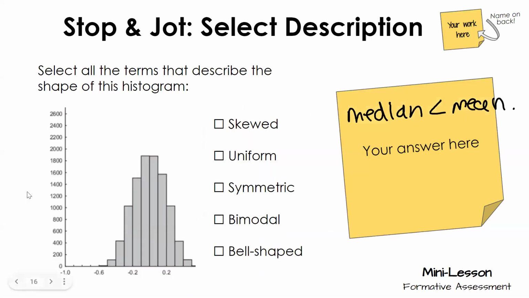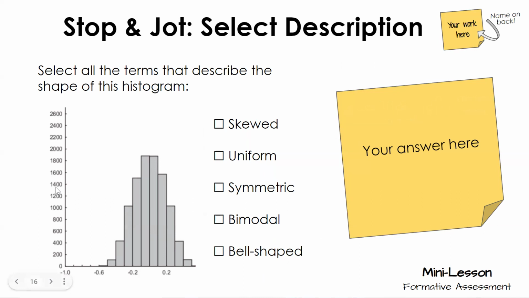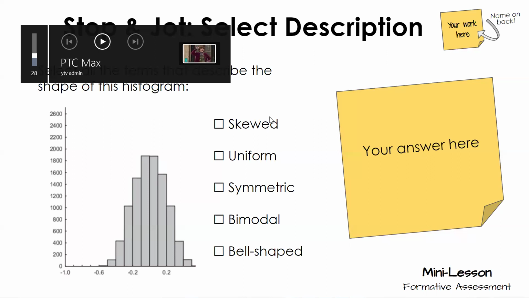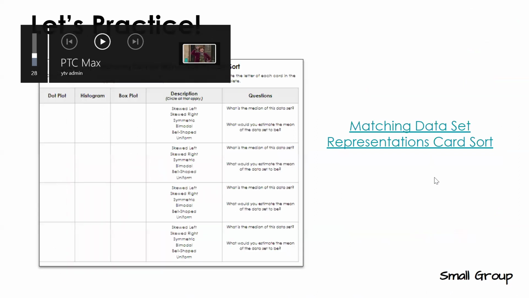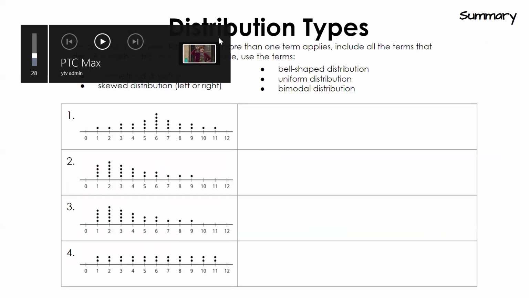Okay. All right, so take a moment, select all the terms that describe the shape of this histogram. Take a moment, try that. All right, so what did you come up with for this? What describes the shape? Symmetric and bell shaped. Okay, go ahead and take a moment.